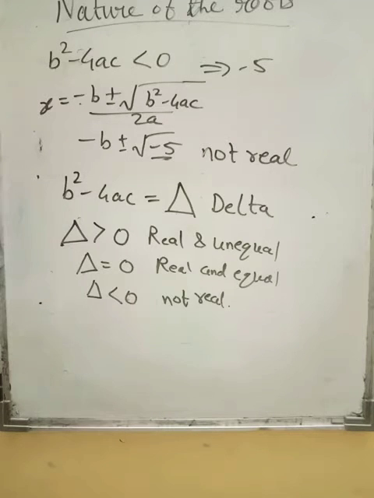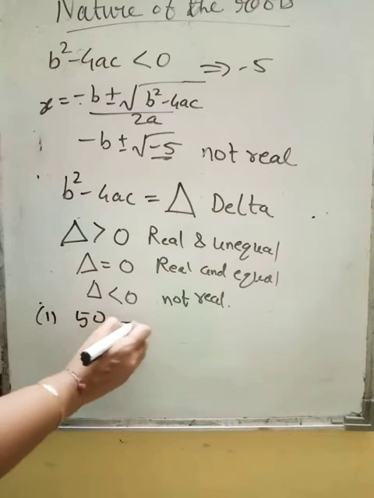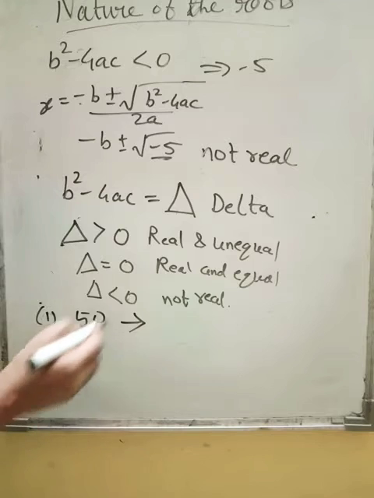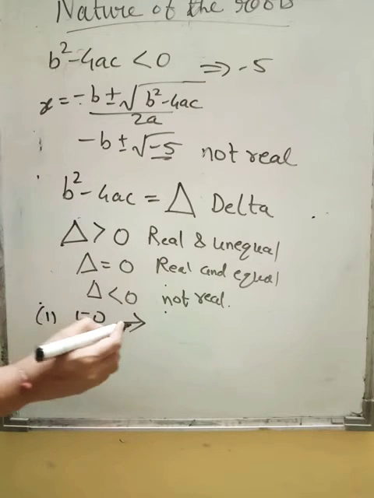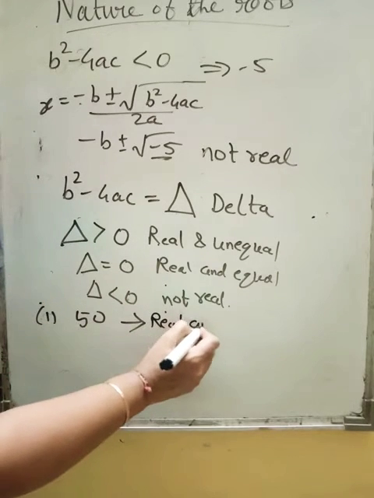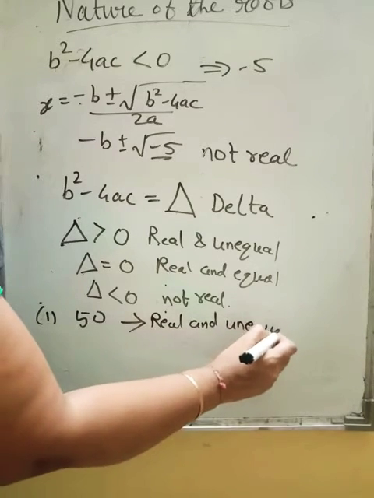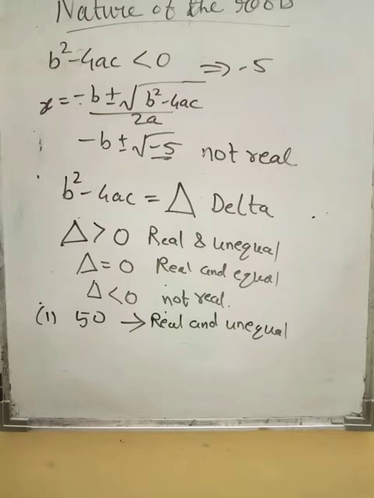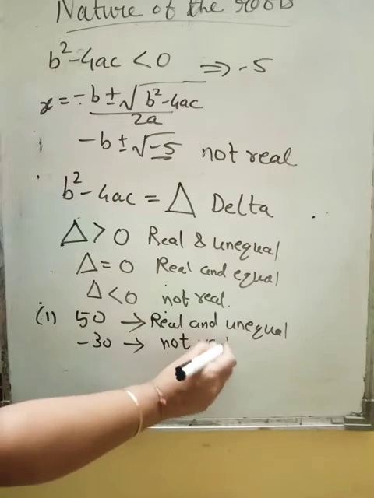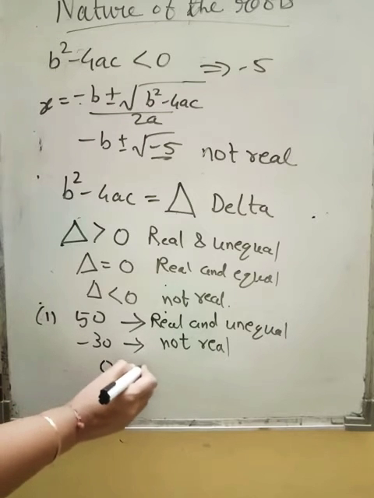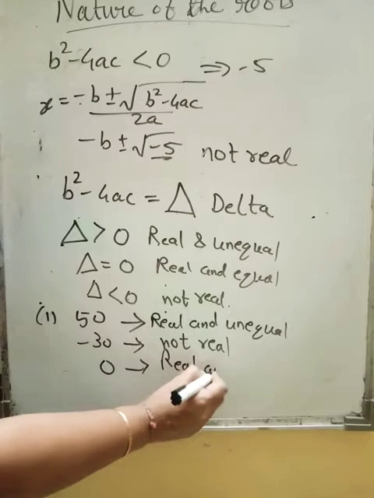So for example, let us do the activity given on page number 44. Fill in the blanks. The value of discriminant given is say 50. So what will be the nature of the roots? Nature of the roots is how the roots will look. 50 is a positive number, so we are going to have real and unequal. So your answer in the box will be real and unequal. And if you have minus 30, what will you write down? The roots are not real. And if you have 0, then you can write down real and equal.